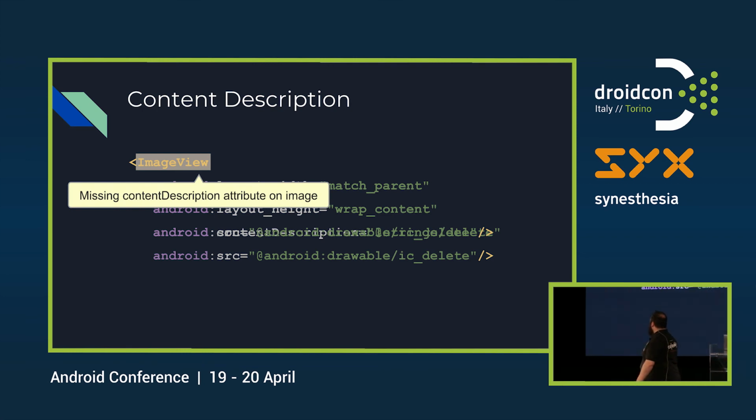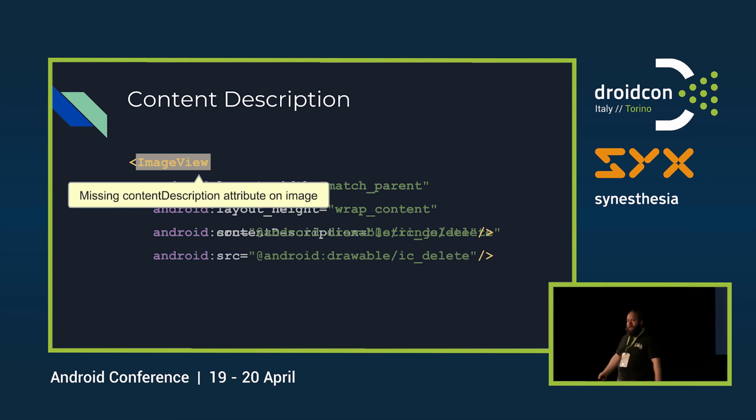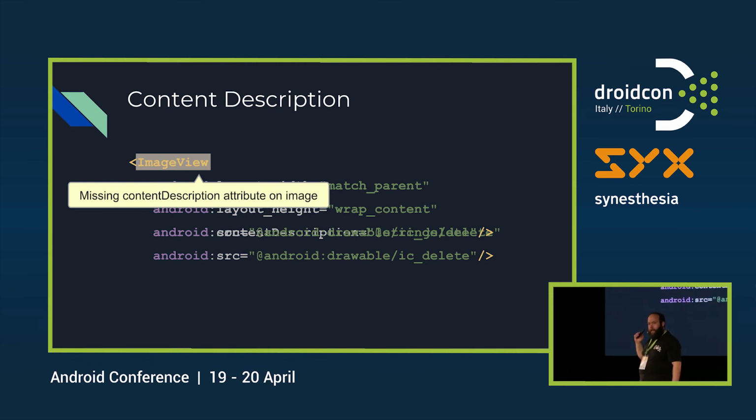Okay. So, to get rid of this warning, we should add the content description. So, our image view that represents a delete icon. This way, when the user exploring finds the icon, it should read delete.